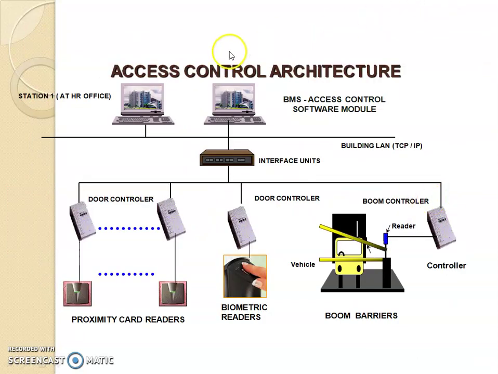If you look at the total access control architecture, which we have discussed in unit 1, here you can see the entire boom barrier controller is connected to the main controller, which is linked with biometric readers. In a similar way, the system can be linked with the CCTV.